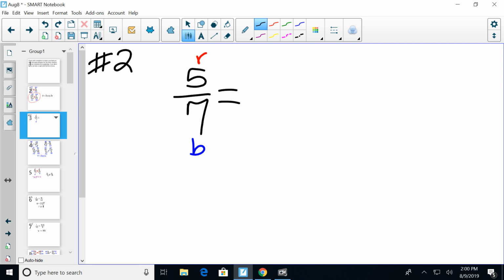So then I must put 8 over 12 because 8 was red paint and 12 was blue paint.